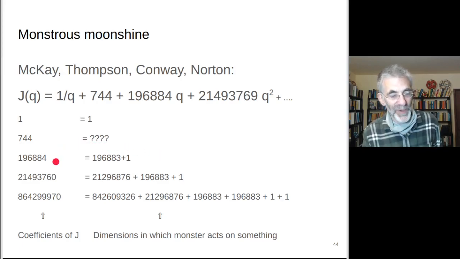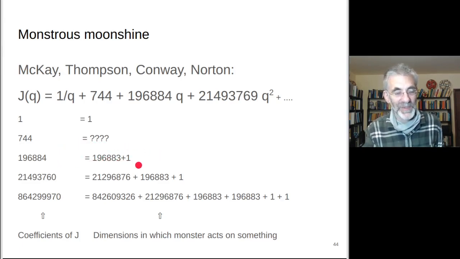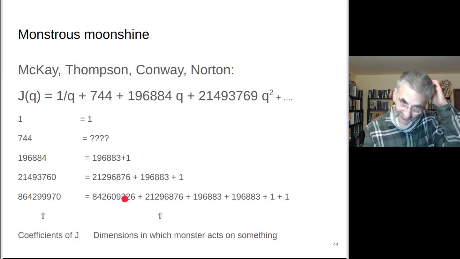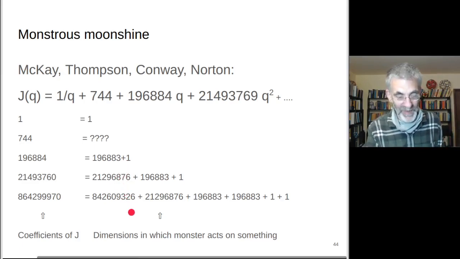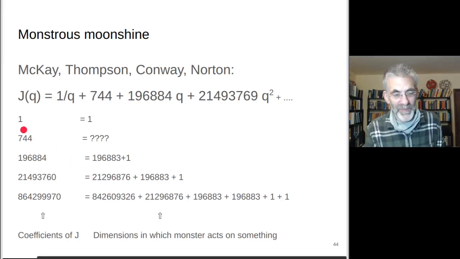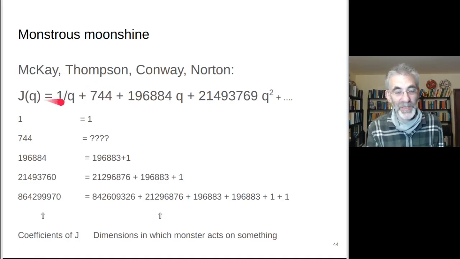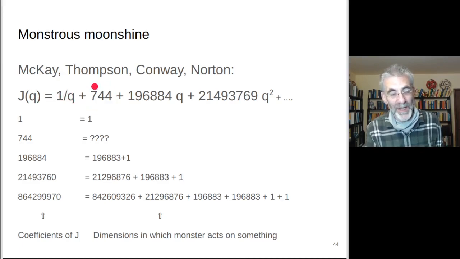Now, the equality of 196884 and 196883 plus 1 might just be a coincidence, but when you see the next few cases, it's obviously not a coincidence. I mean, you might get one of these relations holding by accident, but getting three or four of them indicates there's something funny going on. 744 doesn't appear, but 744 is just a historical accident. The point is, the elliptic modular function is really only defined up to a constant, and the constant happens to be 744 for historical reasons, not for any good mathematical reasons, so you can set it to zero if you want.